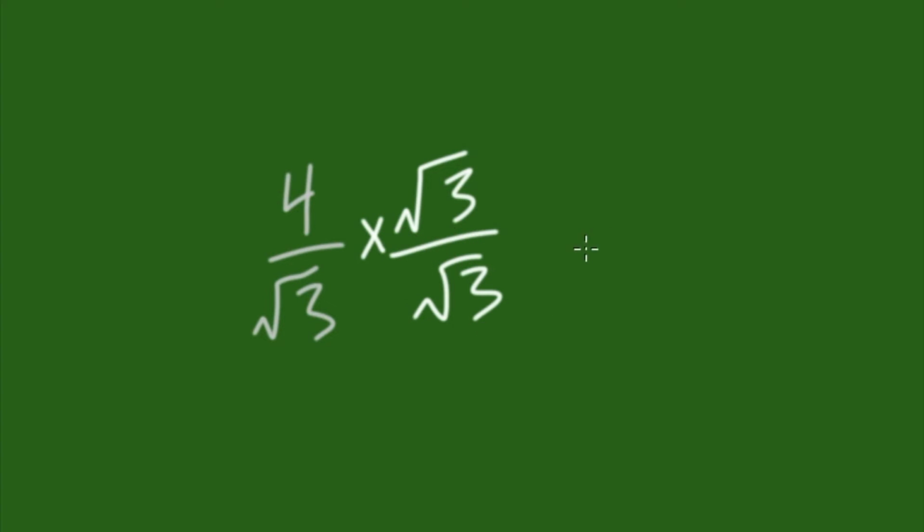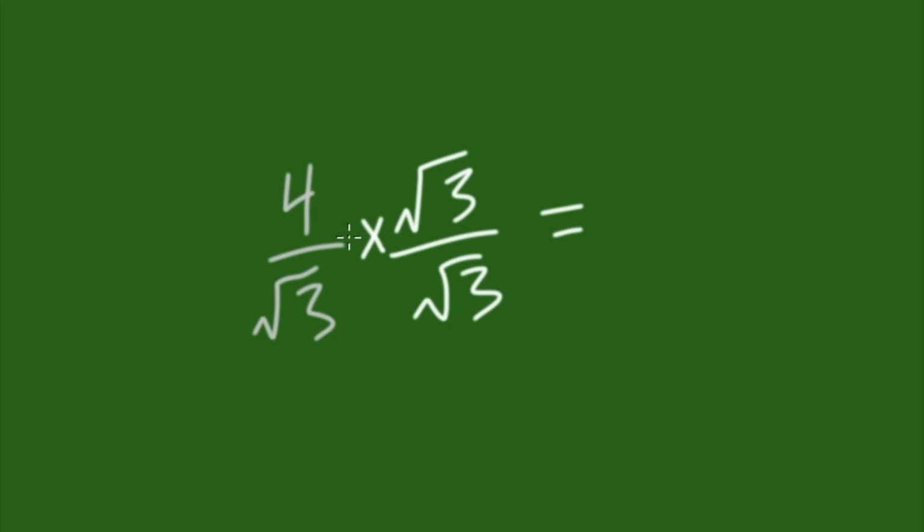Let's look at another example to ensure we understand this. So let's say we have 4 on root 3, and we want to rationalize this denominator as it's root 3. So if you remember back from our original problem, all you have to do is multiply both the top and the bottom by whatever the denominator is. So our denominator is root 3, meaning we get root 3 times root 3.